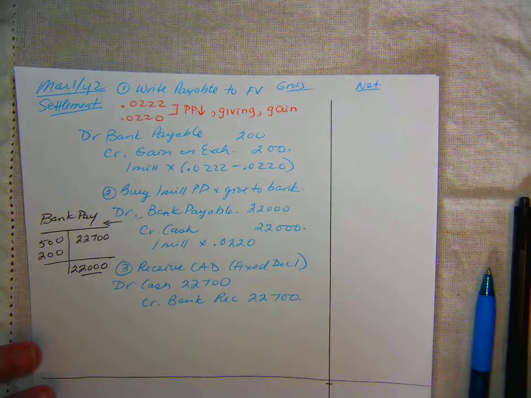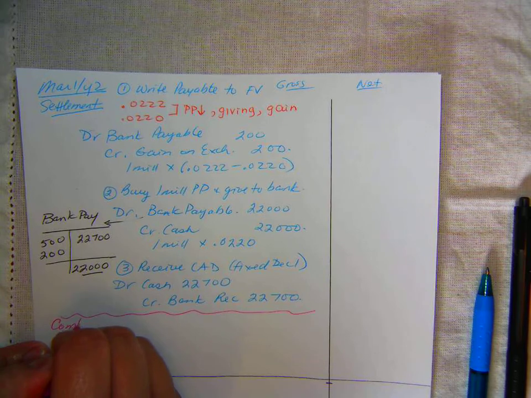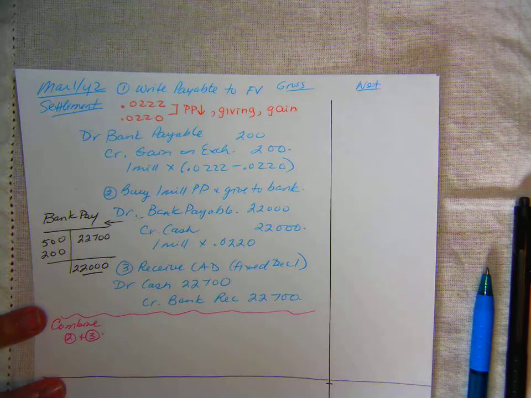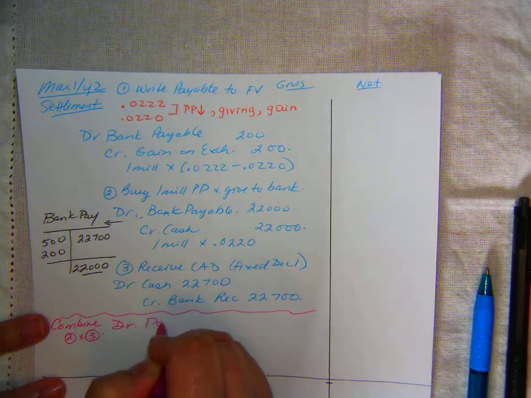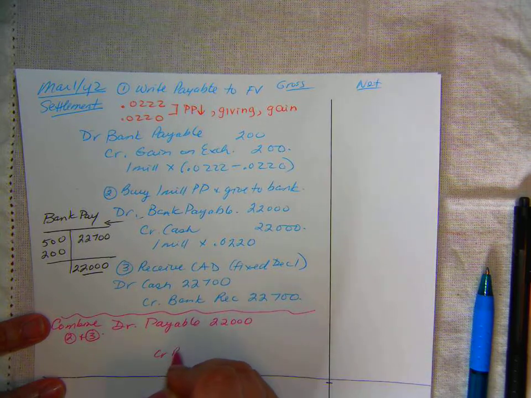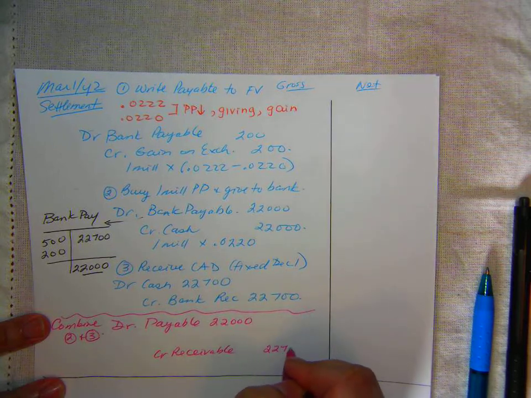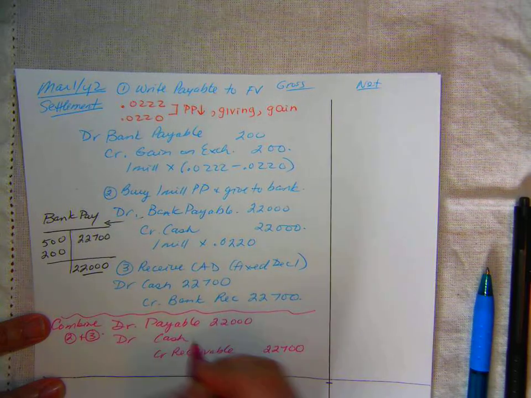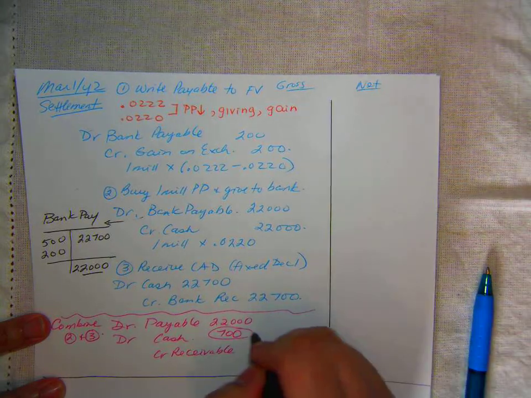Now, if you want, you can combine 2 and 3, because that's often how they're settled. So you would debit the payable for 22,000, credit the receivable for 22,700, and then debit cash for the difference. And that's often how they're settled.